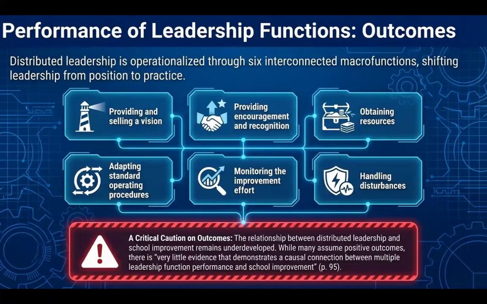And this is a review of the performance leadership function outcomes. Essentially, it's concentrated into six interconnected macro functions, shifting from leadership position to practice. You have providing and selling a vision, providing encouragement and recognition, obtaining resources, adapting standard operating procedures, monitoring the improvement effort, and handling disturbances.